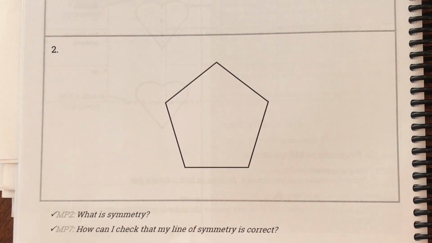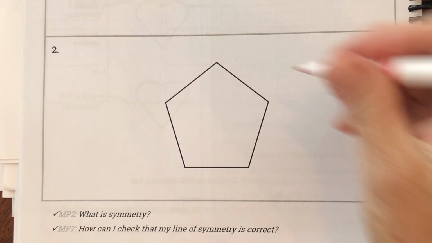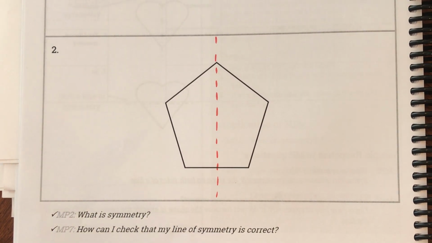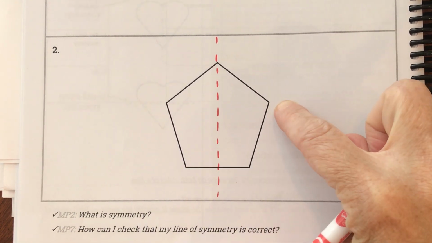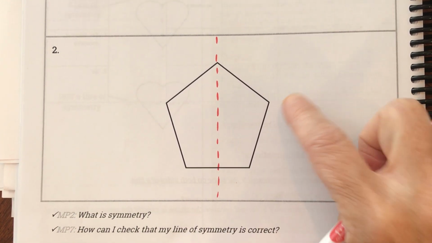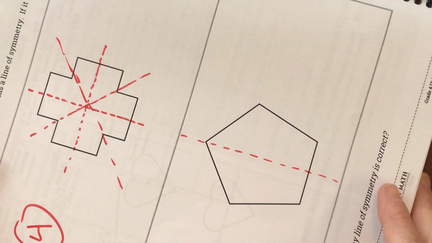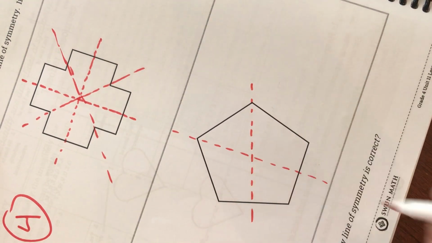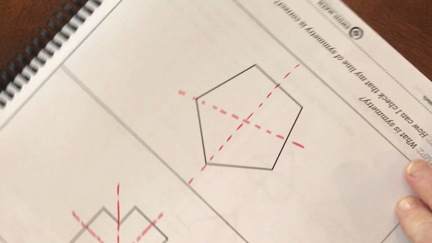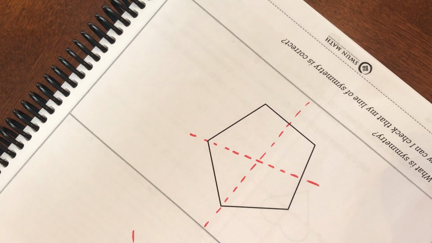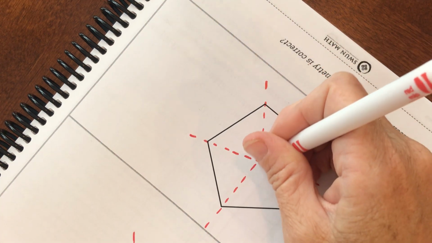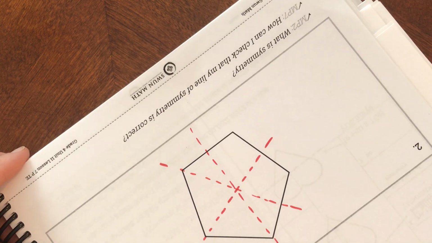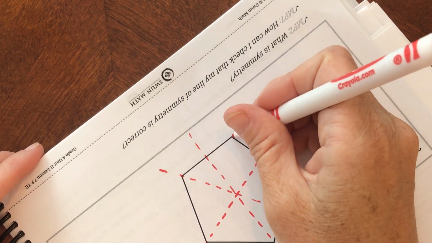All right, my pentagon. So where could I fold this? Right there. That would work. What about horizontally? Could I fold it horizontally? Not quite. But what if I turn my book and I have my pentagon this way? Couldn't I do it right there? And what if I turn my book again and look at my pentagon this way? Could I do it right here? And what if I turn my book again? Couldn't I do it right there?